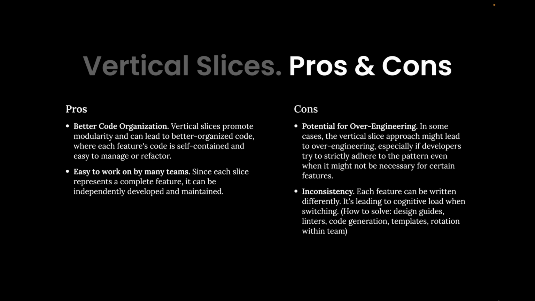However, there is a potential for over-engineering. If developers try to strictly follow vertical slices everywhere, even for simple features, it can lead to unnecessary complexity and extra boilerplate code. And inconsistency between teams. Because teams work independently on slices, different teams might structure things differently. This can lead to inconsistencies across the codebase. Possible solutions are use common design guides, enforce linting and formatting rules, and rotate developers across teams.